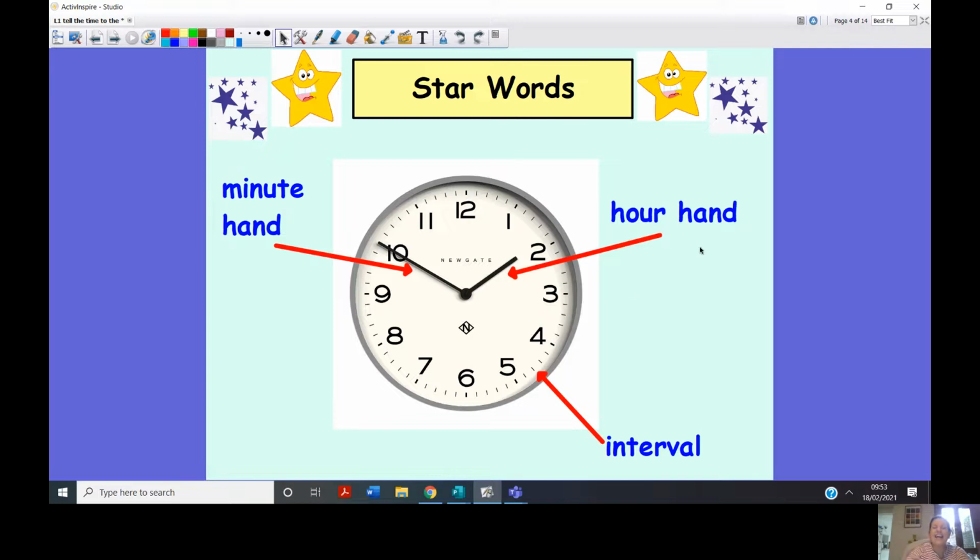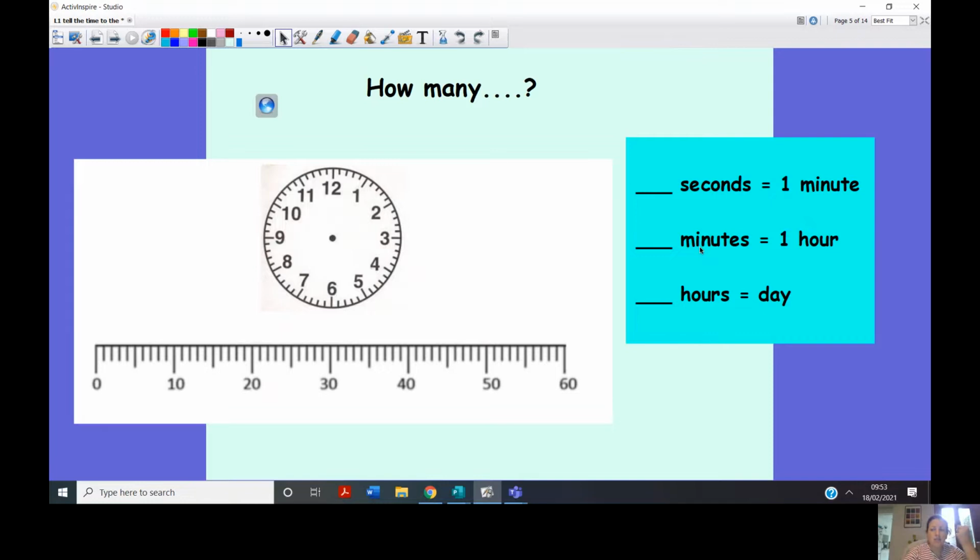So this is what we call an analog clock. You might have one at home somewhere, maybe in the kitchen. We always have one in the classroom. I'm going to put a link to some online ones, maybe with some games as well, so you can practice reading them.